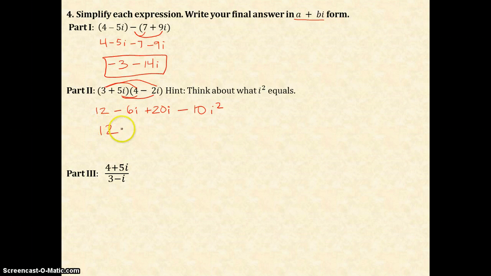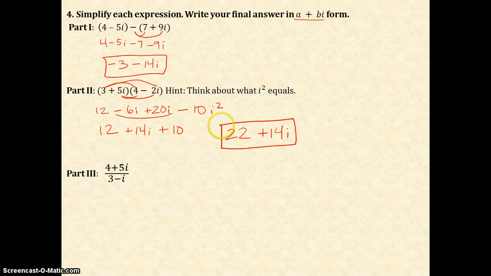Alright, so this is 12. Here's some like terms. Negative 6i plus 20i is going to be plus 14i. And then i squared is negative 1. So this is going to be negative 10 times negative 1, which turns into positive 10. So 12 plus 10 is 22. So we get 22 plus 14i. And that is in a plus bi format as well.